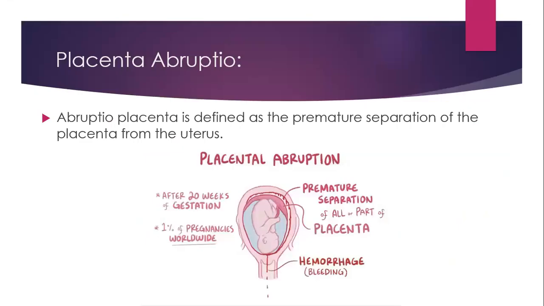So onto the next big group, which is your placenta abruptio, and this is defined as the premature separation of the placenta from the uterus. This is also after 20 weeks of gestation. It is not a common occurrence, but it is a very significant occurrence when it does happen. So the placenta can either separate completely or partially from the uterine lining, and then it causes hemorrhage. Important in placenta abruptio, not all bleeding is seen.